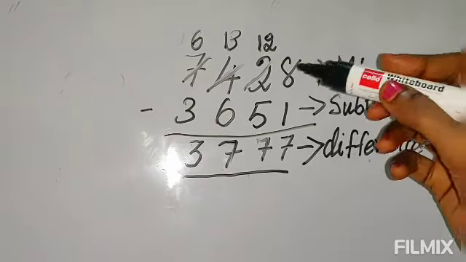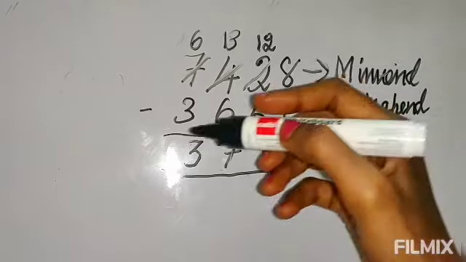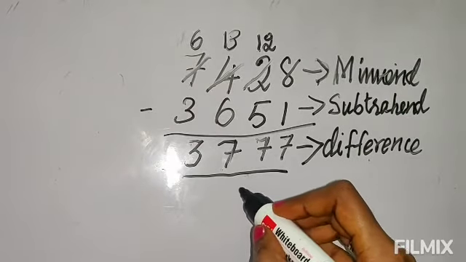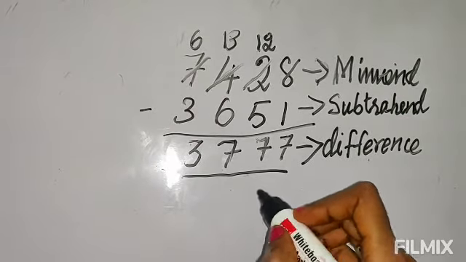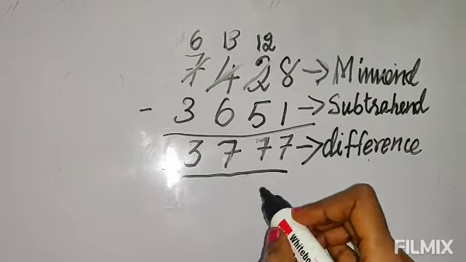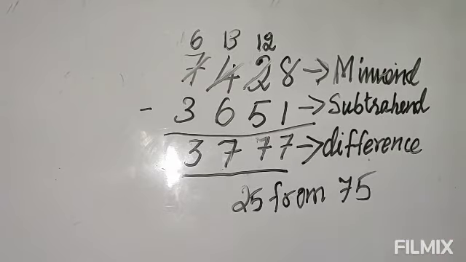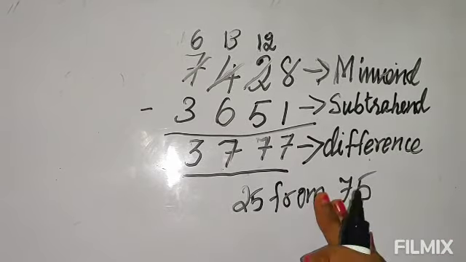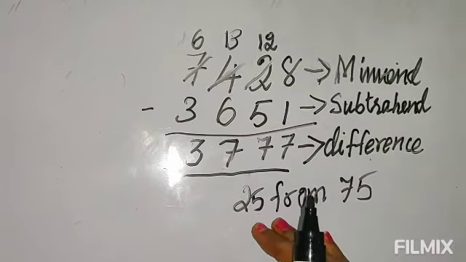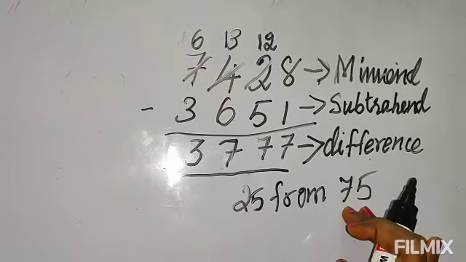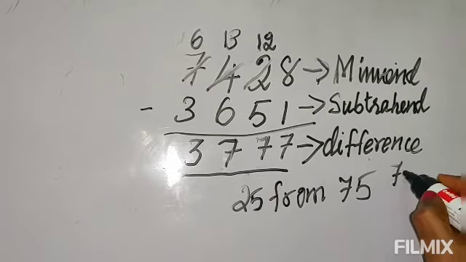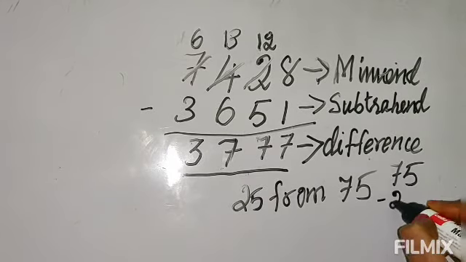Subtraction, always write the bigger number first. Okay, suppose in a statement sometimes it will be given, subtract 25 from 75. If it is given, I have told you already, you have to write the bigger number first. So here the bigger number is what? 75 is the bigger number. So you will write 75 first and 25 second, and you will minus.